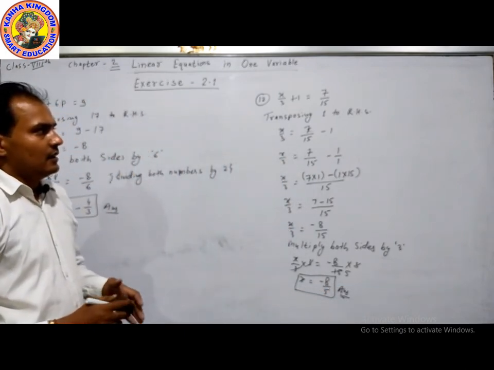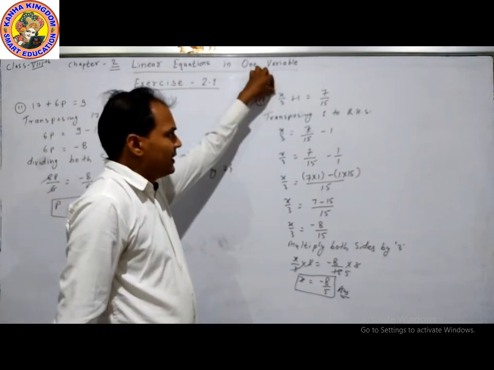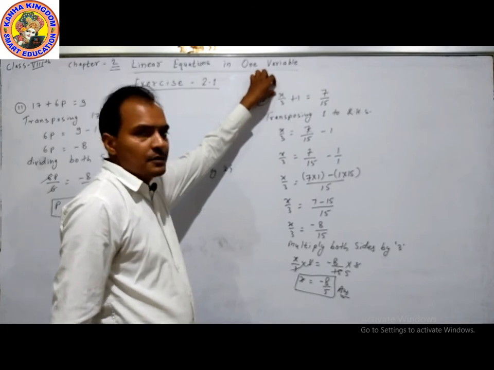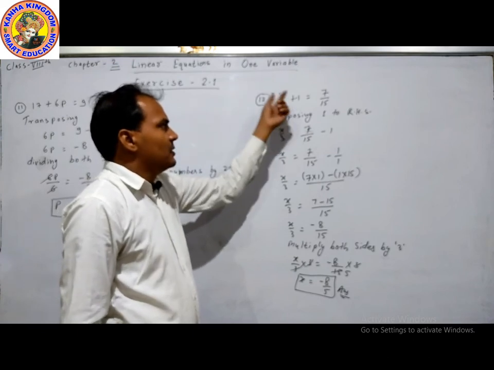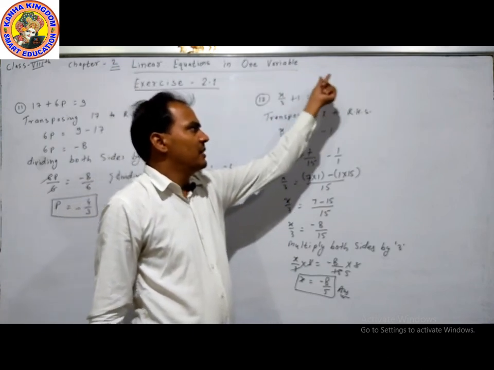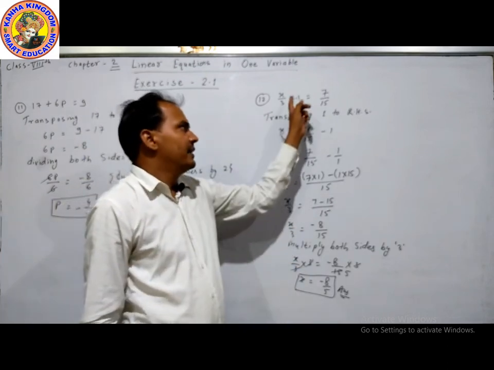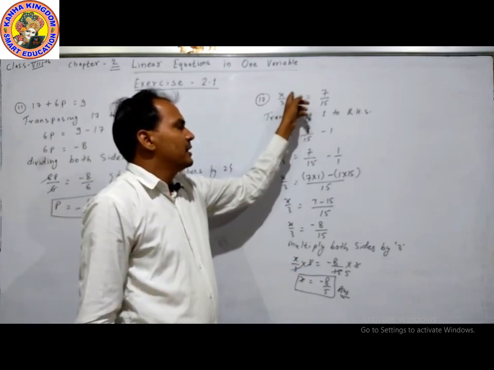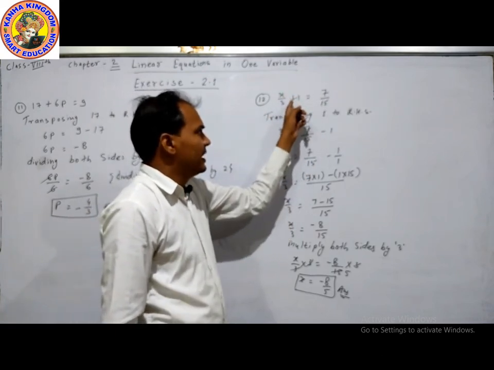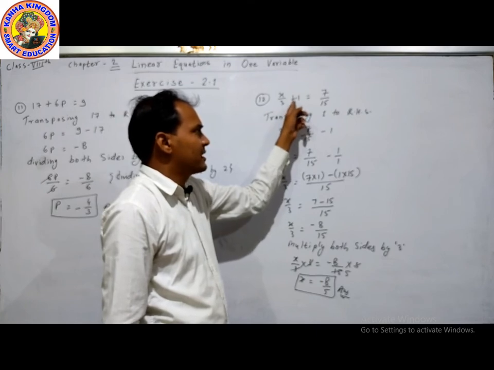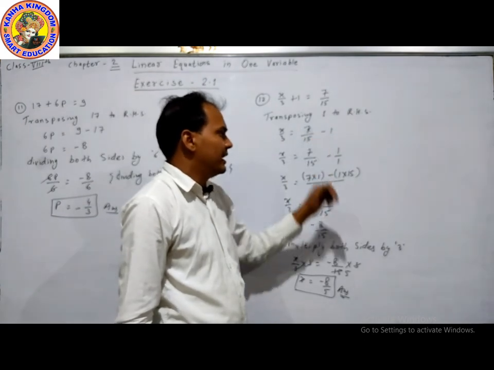Let us solve this question again. This is the question: find the value of x. In other words, we can say solve the equation. First of all, we have to move this 1 to the right hand side, so we write transposing 1 to the right side. When we transpose any number to the right or left hand side, we have to change the sign of this number. The sign is positive, so when it moves to the right hand side it will be negative.